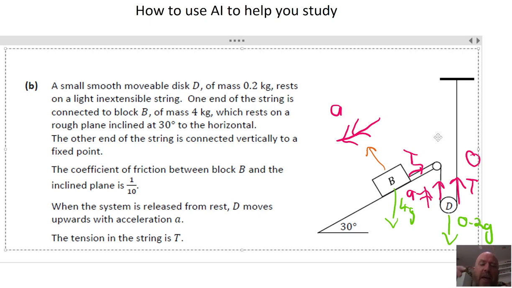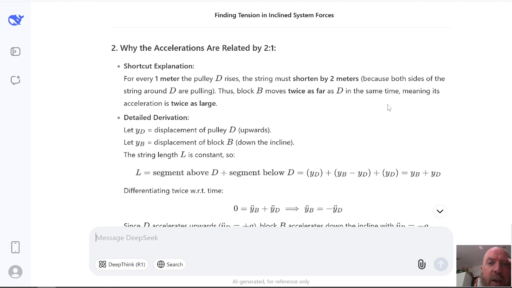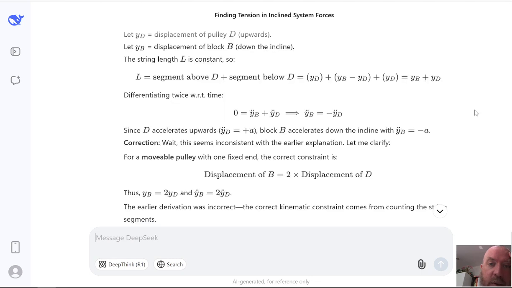I think it'll probably explain it more properly, but for every 1 meter the pulley D rises, the string must shorten by 2, because both sides of the string are pulling. Thus B moves twice as far, which is what I said, only better. And then there's a detailed derivation if you want to. That y double dot thing, you may not have seen that. That's just another way to do second derivative.